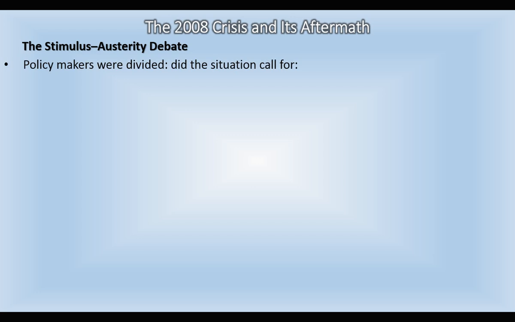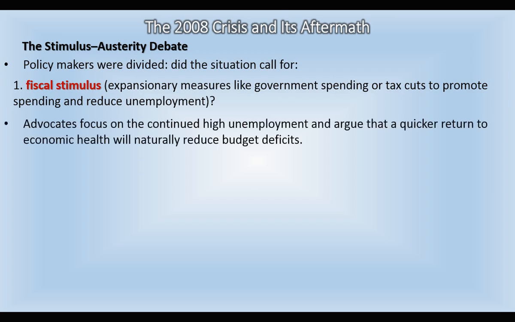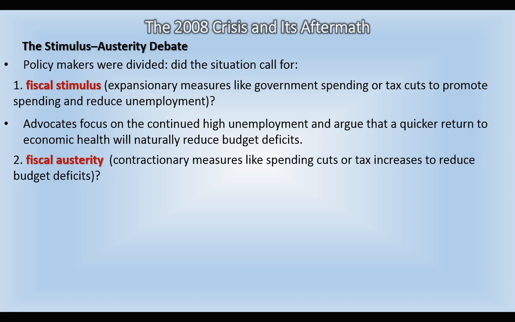So policymakers were divided. The question was, did the situation call for fiscal stimulus, expansionary measures like government spending or tax cuts to promote spending and reduce unemployment? Advocates of fiscal stimulus focus on the continued high unemployment and argued that a quicker return to economic health will naturally reduce budget deficits. But then the other side of the coin was those that were proponents for fiscal austerity, which are contractionary measures like spending cuts or tax increases to reduce budget deficits.